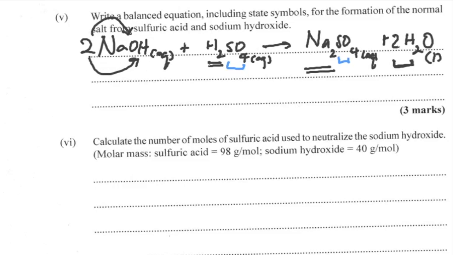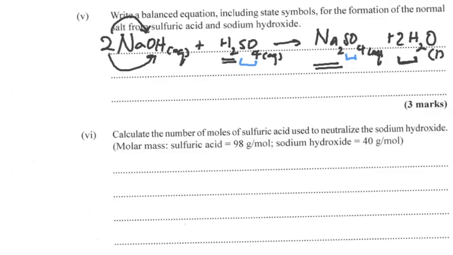Now in part 6, we're to calculate the number of moles of sulfuric acid used to neutralize the sodium hydroxide. Earlier on, we were told that we were given 4.9 grams per dm cube of sulfuric acid. That's the mass concentration. We know from our calculations earlier that we used 25.05 cm cube of this very same sulfuric acid solution.